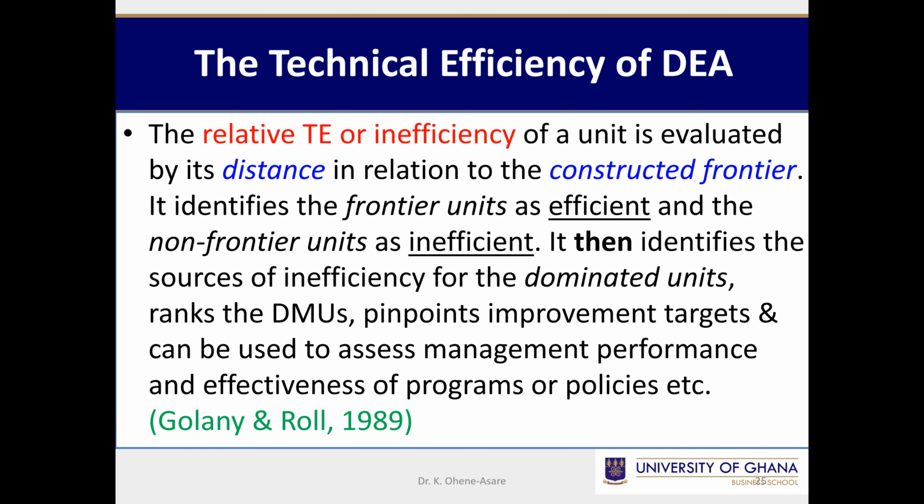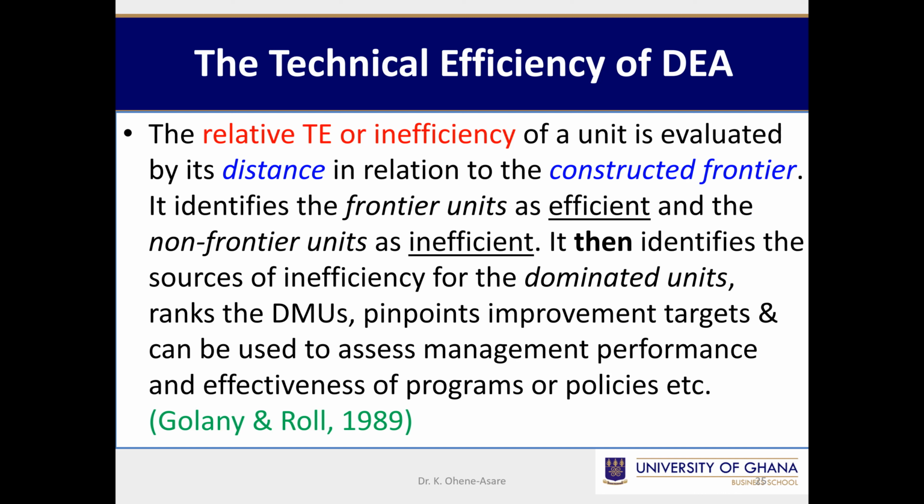It uses the distance between where the firm is located in the production technology set and the constructed frontier. So how far are you? How far is everybody from the frontier that is created? And those firms that are on the frontier, then it means that your distance between you and the frontier is zero because you're already on the frontier. Those firms are called efficient. And those non-frontier firms are called inefficient. Non-frontier means they are not on the frontier.